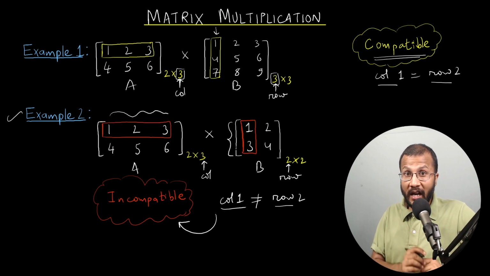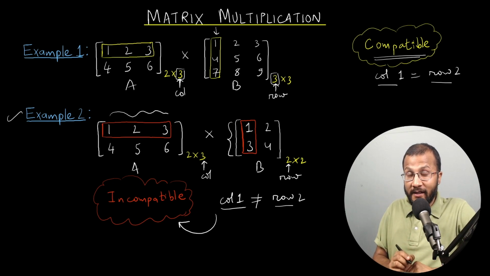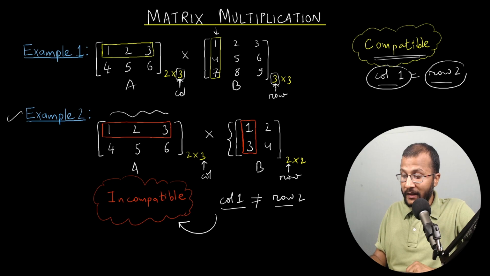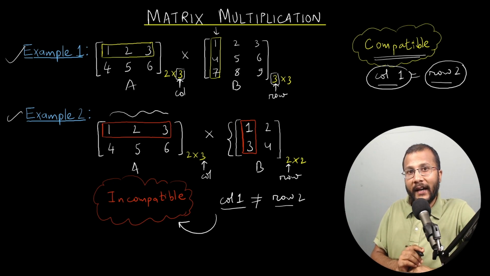So whenever you start performing matrix multiplication, the first thing that you need to check is compatibility. The matrix multiplication is compatible only if the column size of the first matrix is equal to the row size of the second matrix, as shown in example 1. In all other cases, you cannot multiply those two matrices. So this is the first thing you should know regarding matrix multiplication, that is compatibility.